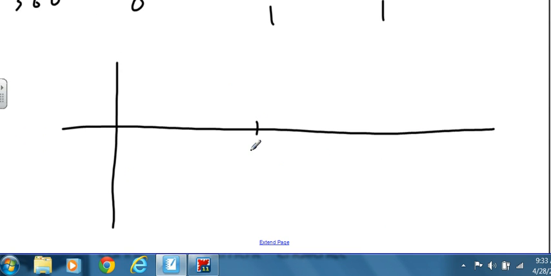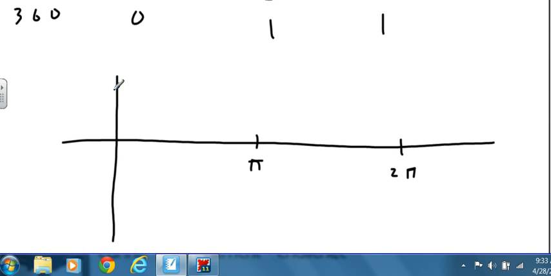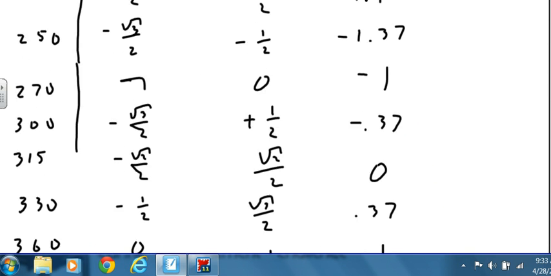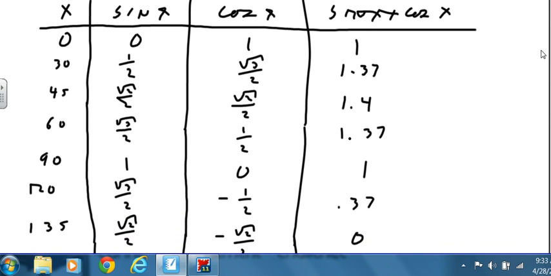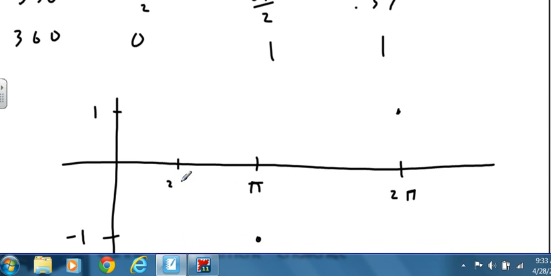Okay, so there's pi, there's 2 pi. At 0, I start off at 1. At pi, I'm at negative 1. At 2 pi, I'm back up to 1 again. Now I come back up and I say, well, I go up and I go down. And at 90 degrees, I'm at 1. So there's 2 pi, there's pi over 2, 90 degrees. So I'm going to go up and down, and I'm back to there.